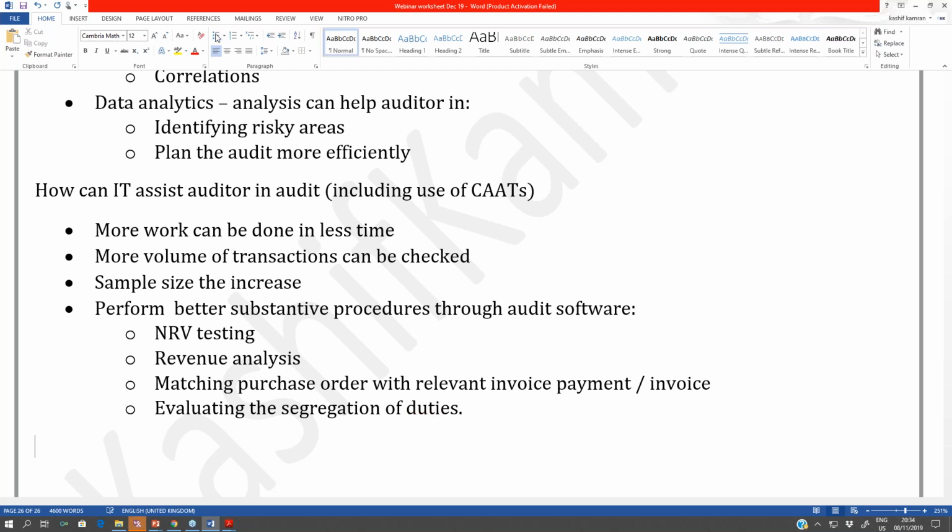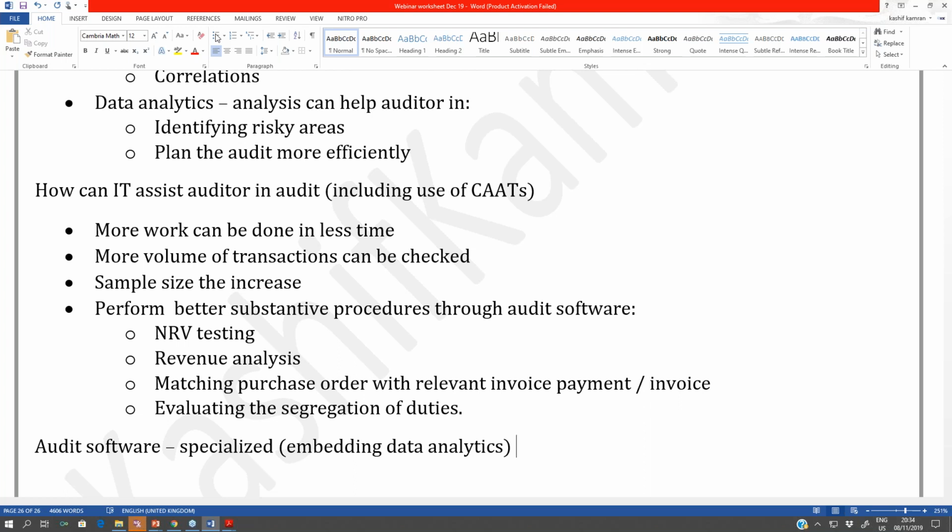So the audit software needs to become more specialized by embedding data analytics in it. Now we know audit software has been a reality for audit firms over the years. Every audit firm uses audit software which is capable of using computer assisted audit techniques. But now the audit software has changed. You have incorporated data analytics in your software.